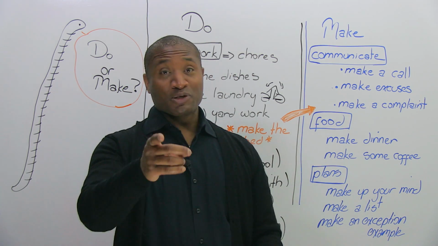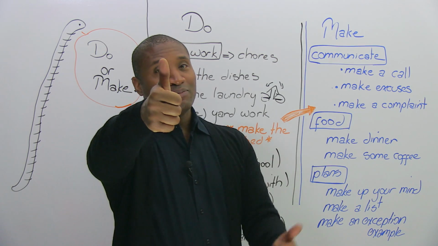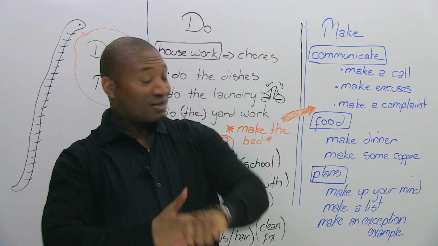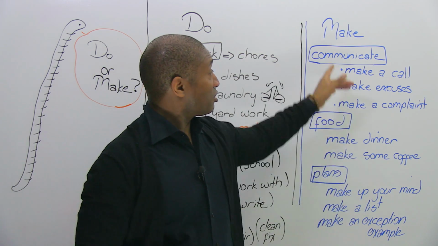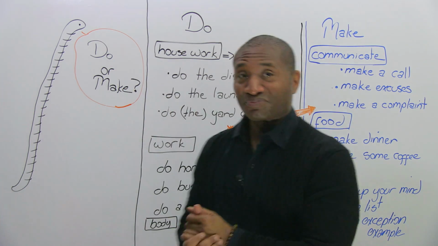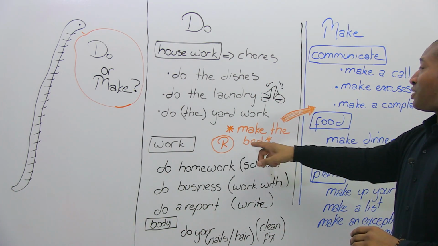To have someone make an exception for you is a good thing. To be made an example of is a bad thing. And these are common collocations that go with make. Cool? All right. So before I go, I want to talk about make the bed.